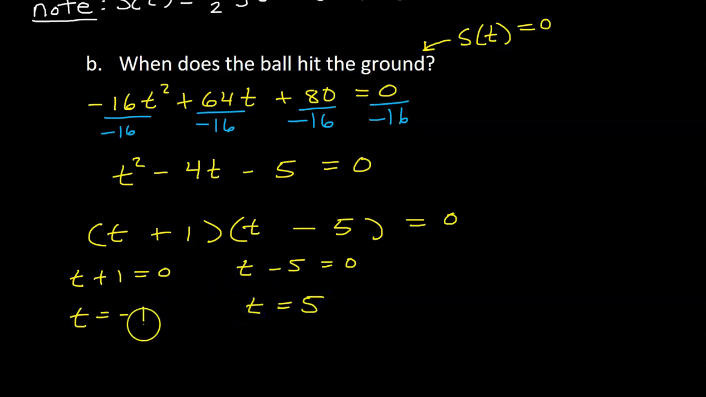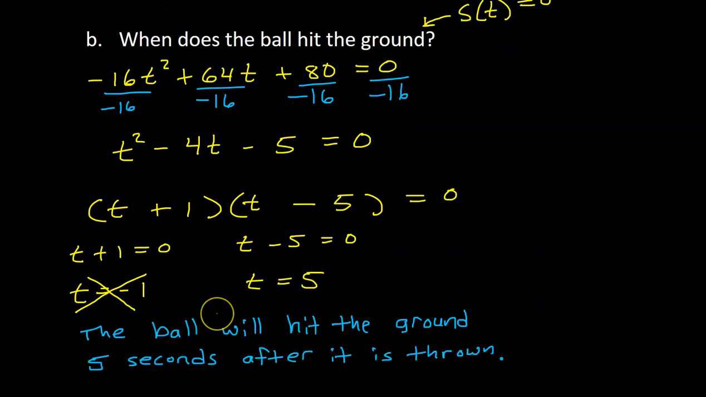Keep in the back of your mind that t represents time. How much time has elapsed? So in this context, we cannot have negative time. So the t equals negative 1 is extraneous, and we will ignore it. So when will the ball hit the ground? At time t equals 5. In other words, the ball will hit the ground 5 seconds after it is thrown.